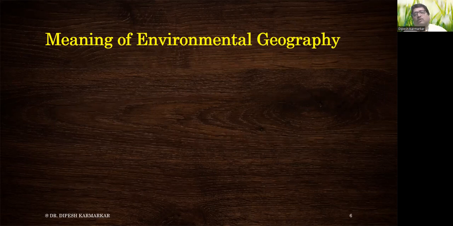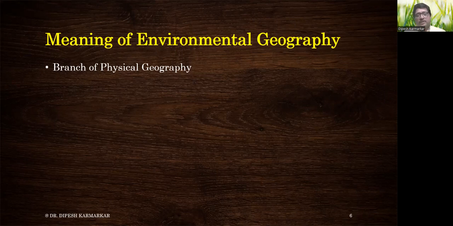Now, lastly, we'll talk about the meaning of environmental geography. It's very simple. We all know that geography is broadly divided into physical and human geography, and both have their sub-branches. Environmental geography is one of the branches of physical geography. Certain texts will also say that environmental geography is a branch of human geography. It is mainly because environmental geography deals with both physical as well as human aspects. Because we have just seen that environment is the surrounding of an individual, and therefore environment cannot deal purely with only the physical environment or only the cultural environment, but it deals with both.